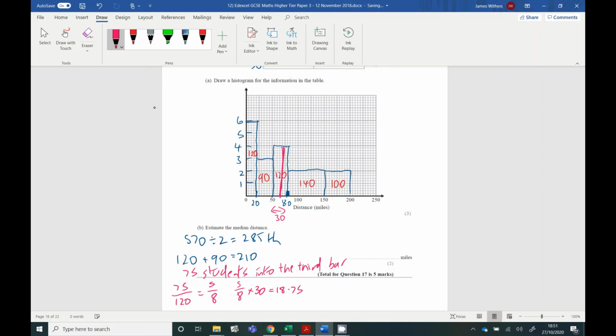So we need to go a further 18.75 along here. That length there is a further 18.75. So that's taking us from the 50. So 50 add 18.75 is taking us to 68.75. So that is the median distance in miles. The mark scheme did allow a little bit of leeway, but that is the precise answer you should be really aiming to get.